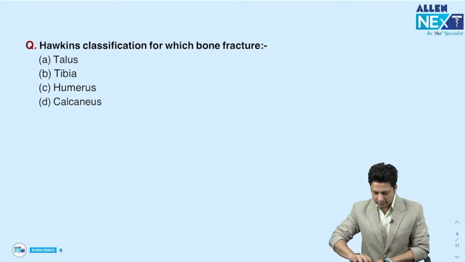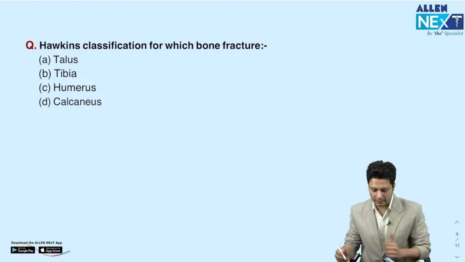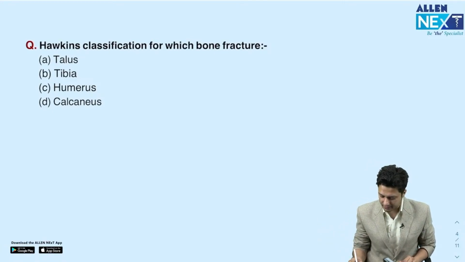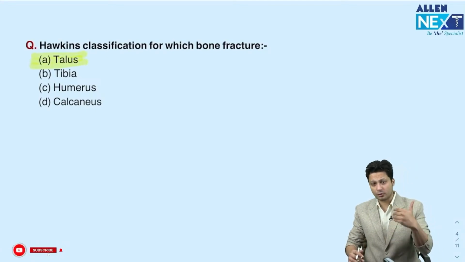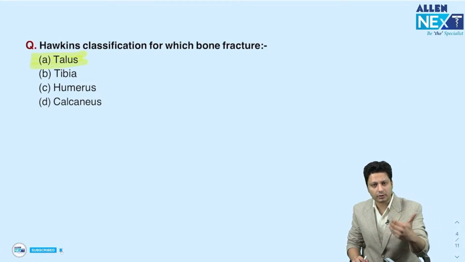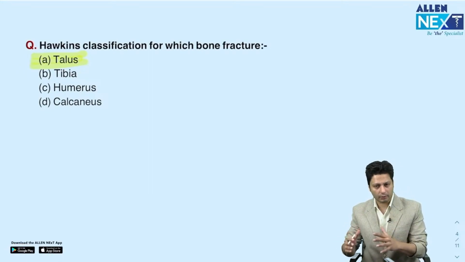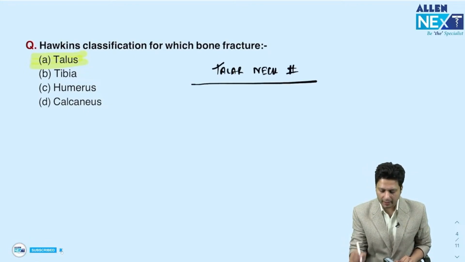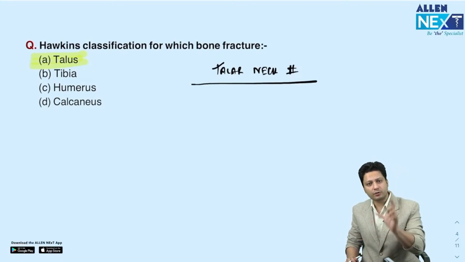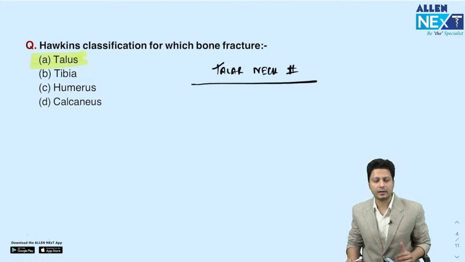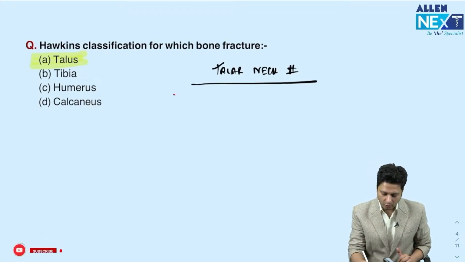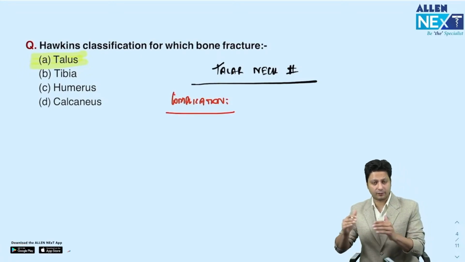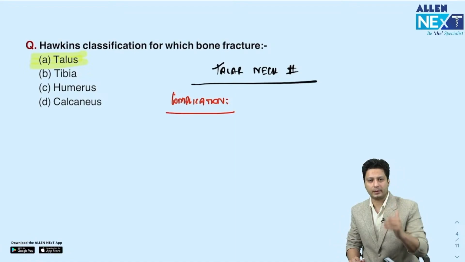For the first time, the question was asked that Hawkins classification is for, and the answer for that question is talar neck fracture. It is for the talar neck fracture. And now, because it has become obvious that they have started asking about this Hawkins classification, we have to talk about it. Before we talk anything related to the Hawkins classification, why are talar neck fractures important? Why has the examiner decided to give you the question out of talar neck fractures? The reason is because of its complications. Every time you get a patient with a talar neck fracture, the likelihood of complications is too high.